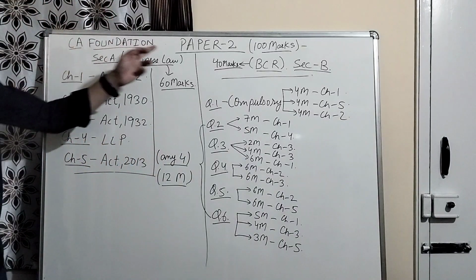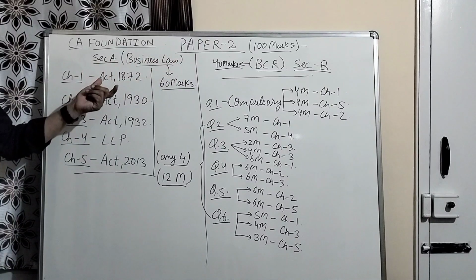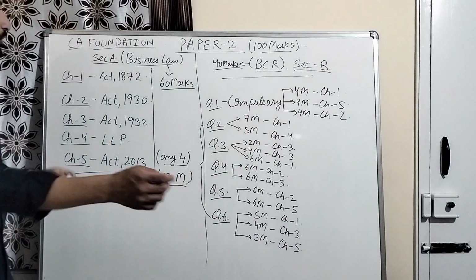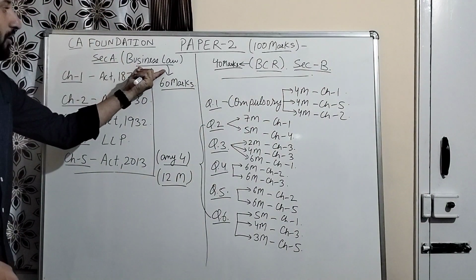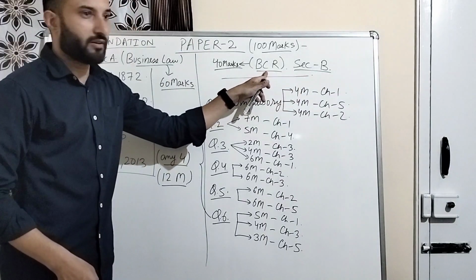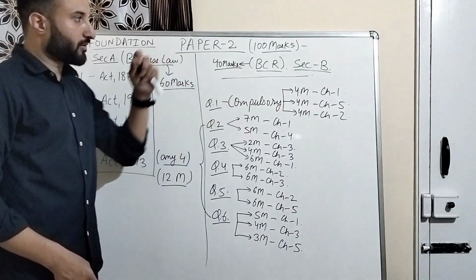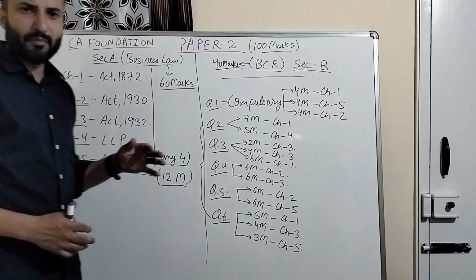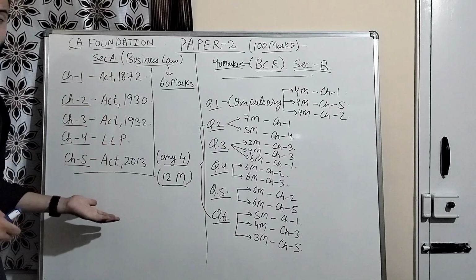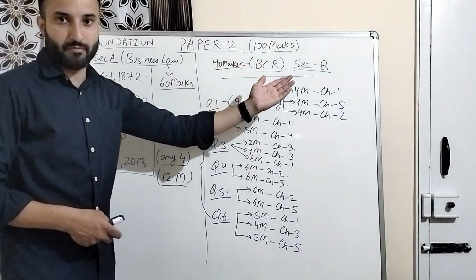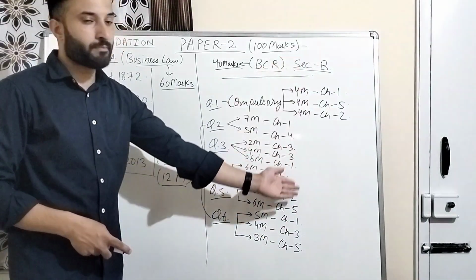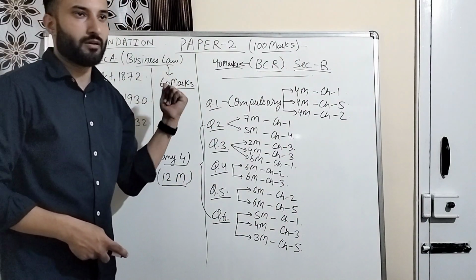So we can see here this paper 2 consists of two sections, section A and section B. Section A is business law, which consists of 60 marks. Section B is BCR, which consists of 40 marks. In the examination you can start with any section. If you are starting with section A, first complete section A, then go for section B. If you are starting with section B, complete full section B first, then go for section A.